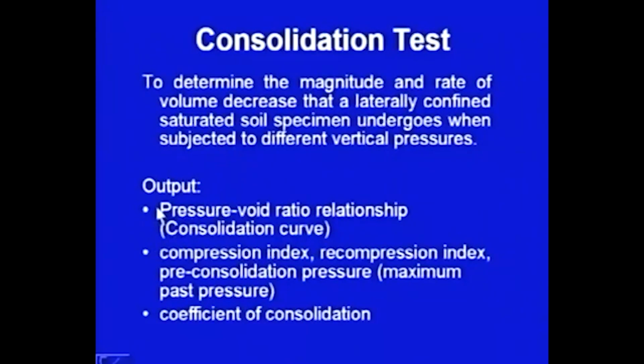The output of this consolidation test is the pressure void ratio relationship, sometimes called the consolidation curve. Then you will also get some other indices: compression index, recompression index, pre-consolidation pressure. Pre-consolidation pressure means the maximum past pressure. You know, in the geological history, there are changes in the loading, and in the past the soil mass might have been subjected to a pressure higher than the existing present pressure. So, you can find out the pre-consolidation pressure, and also the coefficient of consolidation.